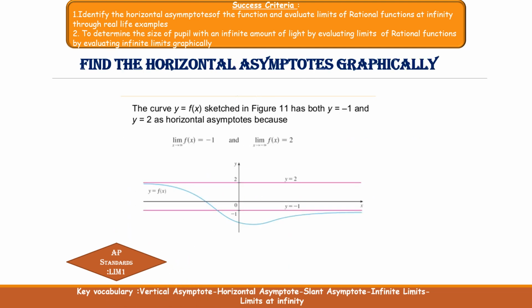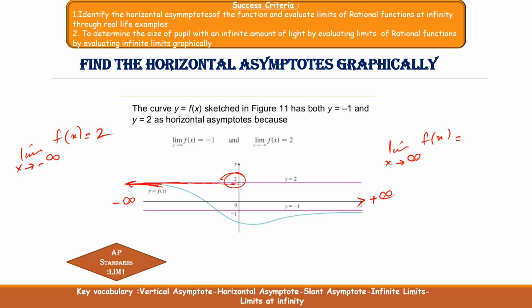Now look at this graph. Similarly here negative infinity, right? So this is the graph. Now we will not read the x value, we will read the y value. The y value when x is approaching negative infinity is equal to 2. Now on the positive infinity side, let's suppose limit x is approaching positive infinity. The y value, it is on the graph, right? The y value is equal to -1.